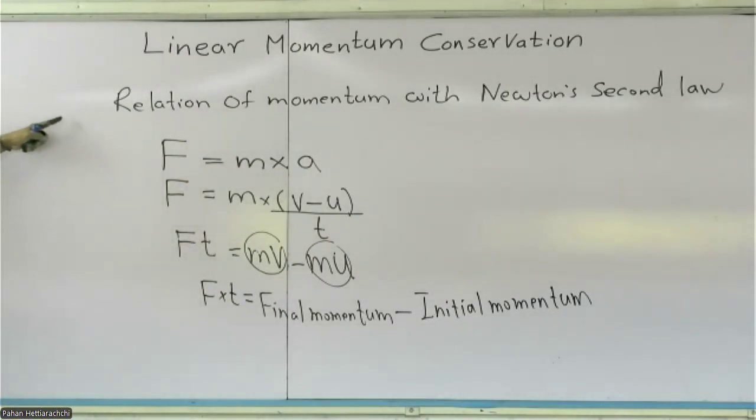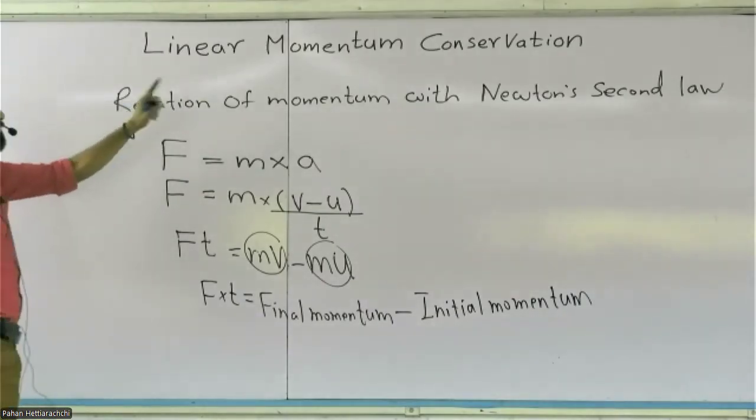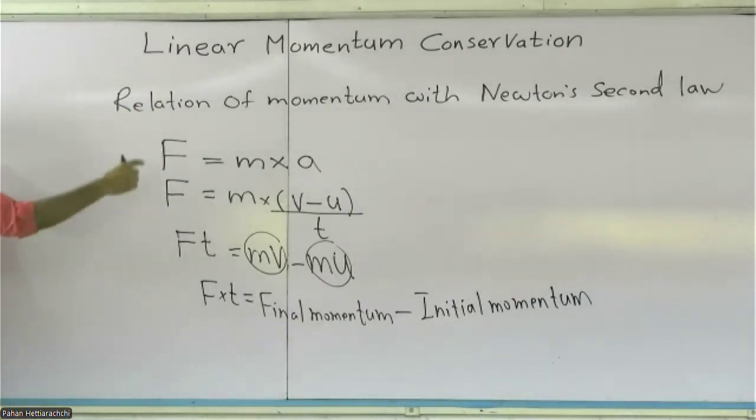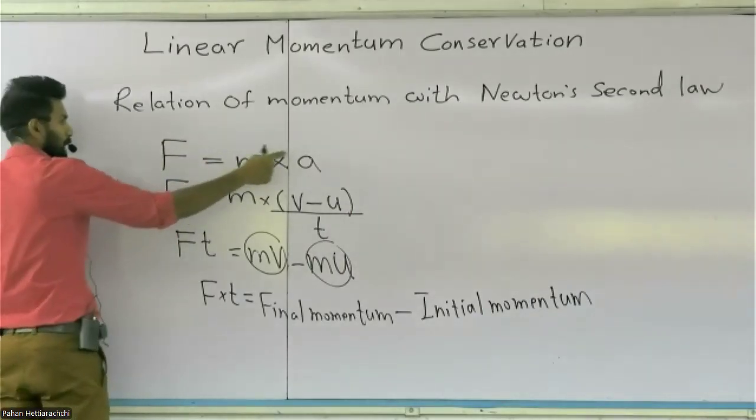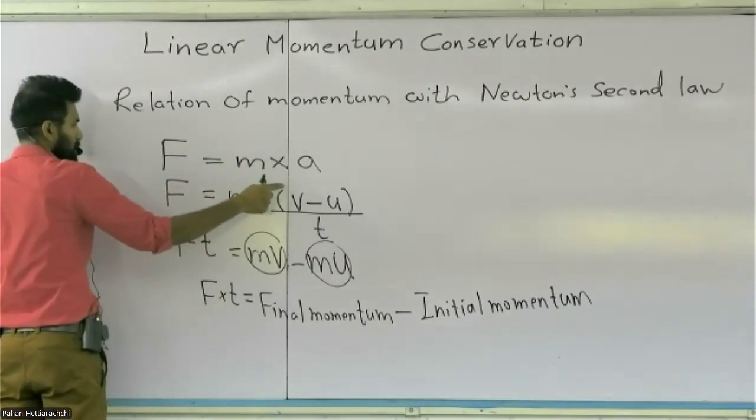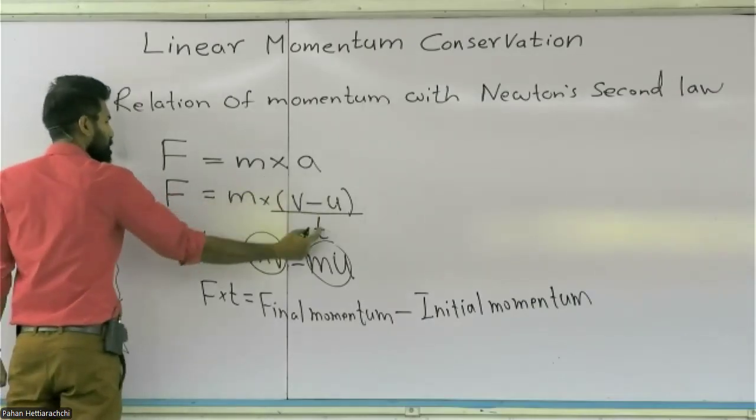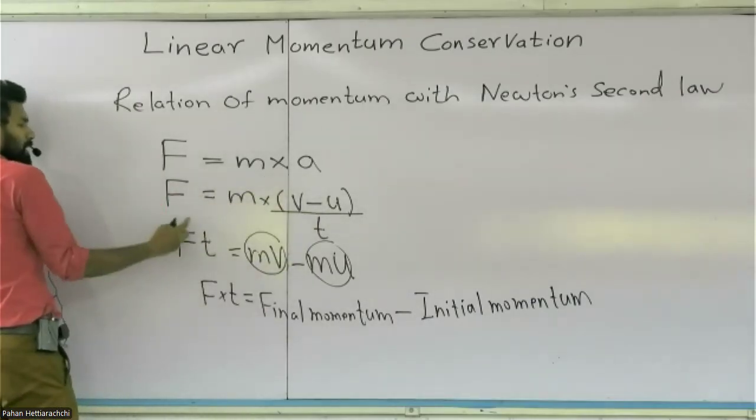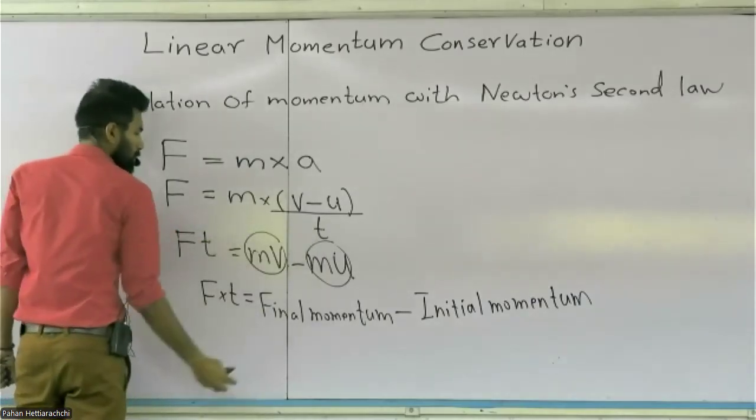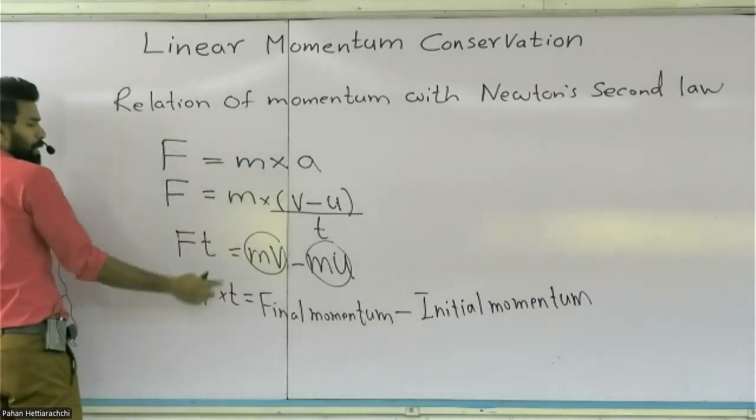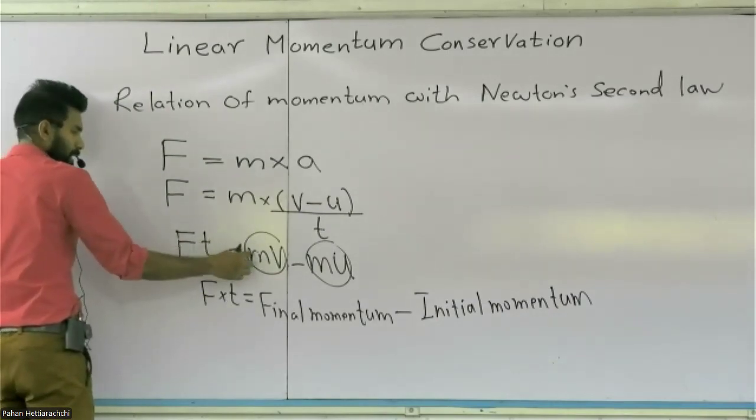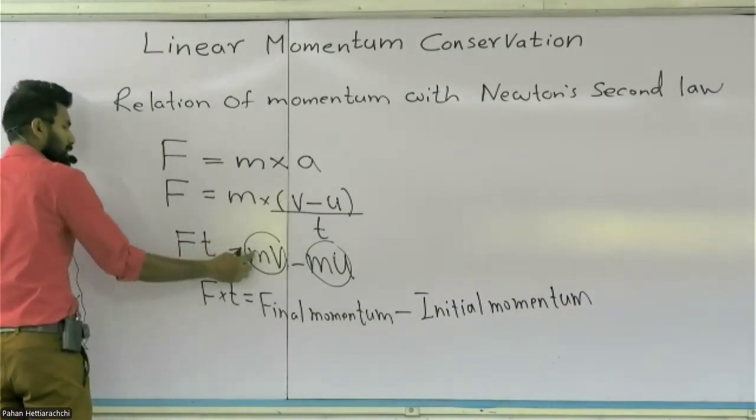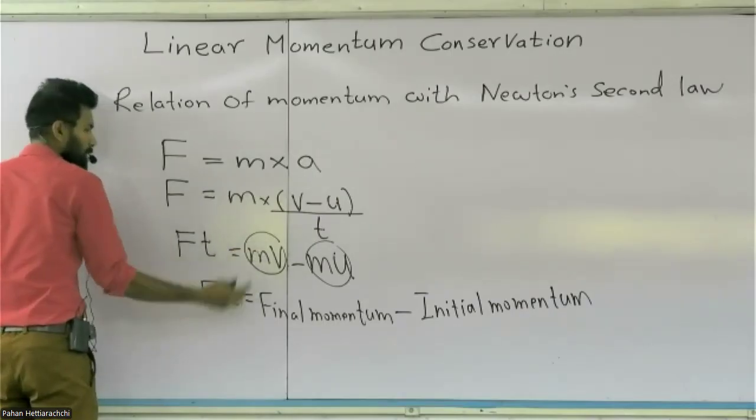The relation of momentum with Newton's second law. F equals ma. F is equal to mass into acceleration. Acceleration is the final velocity minus initial velocity over time. Cross multiply t. Ft equals mv minus mu. What does mv stand for? M, mass, into v, final velocity. So m into v is the momentum. Mass into final velocity will be the final momentum.